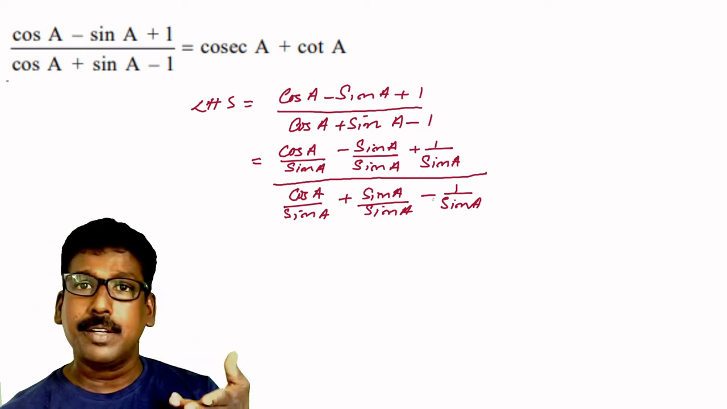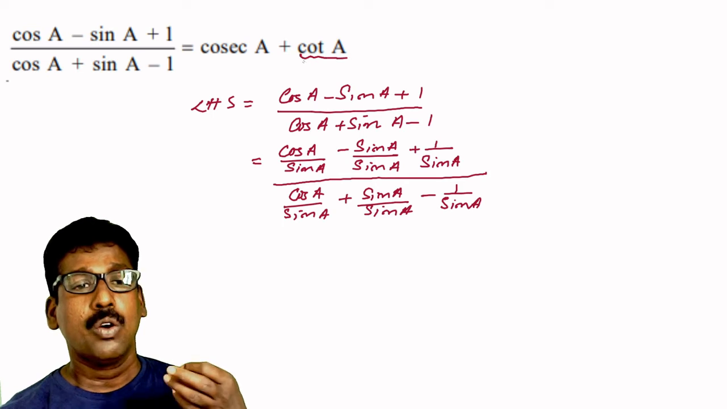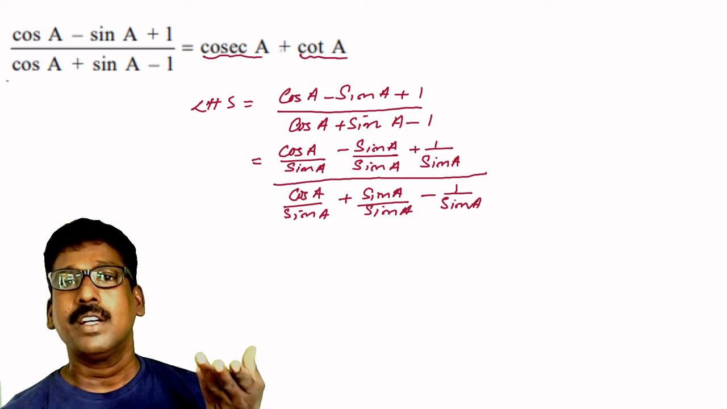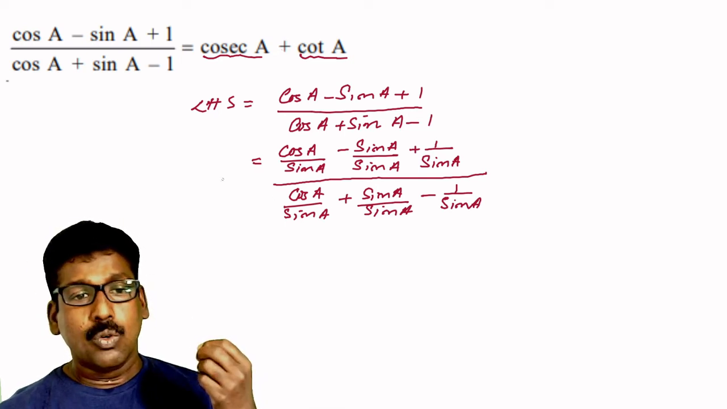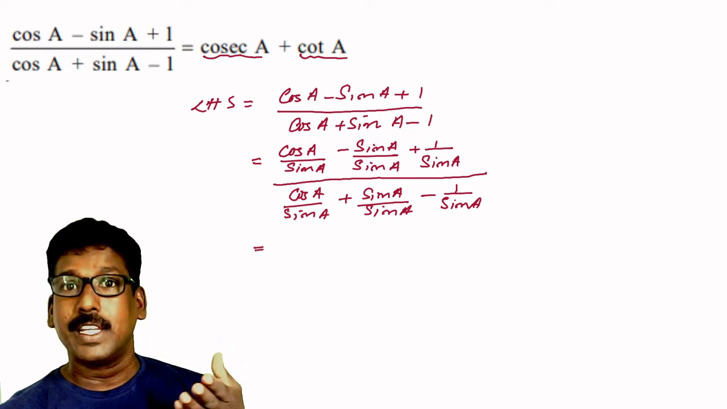Why did we divide all the terms by sin a? Because you have to get the answer in terms of cot a and cosec a. So cosec a is the reciprocal of sin a. Now cos a by sin a. Yes, cos a by sin a, you know, tan a is sin a by cos a.